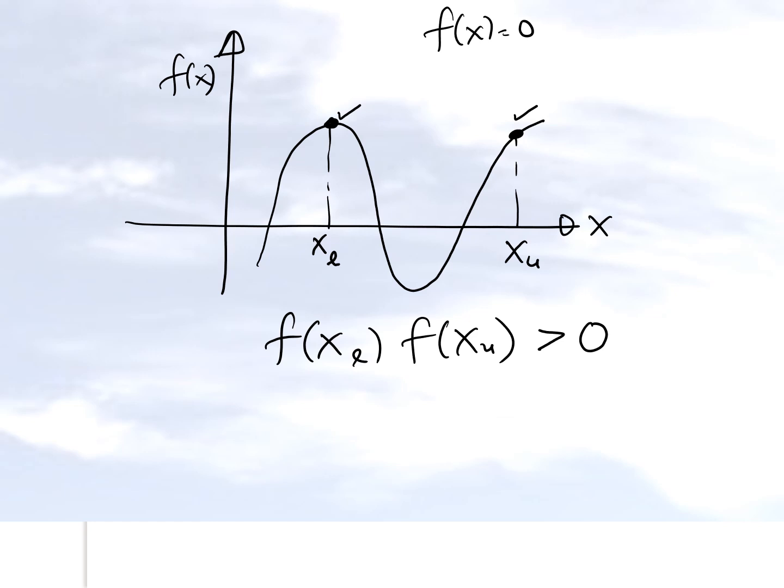But we have a root here and a root here, and one might think that is a violation of that previous theorem. No, the theorem is only telling you that there is at least one root if the function is changing sign. It does not tell you anything if the function is not changing sign. So if the product is greater than 0, then you know that the function is not changing sign, and there may or may not be a root between those 2 points.